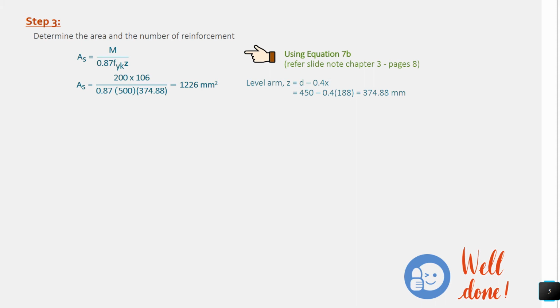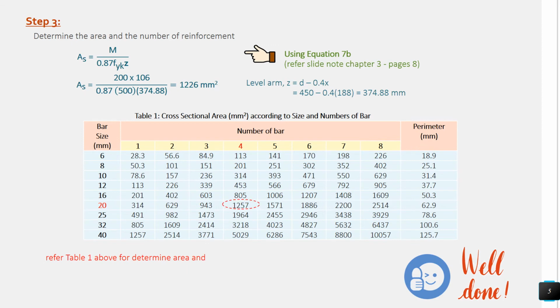Substitute data in the equation. As equals 200 times 10 to the power of 6 divided by 0.87 times 500 times 374.88 and the answer is 1226 mm². Then, referring to table 1, the suitable size and number of reinforcement is 4H20 with As provided 1257 mm².